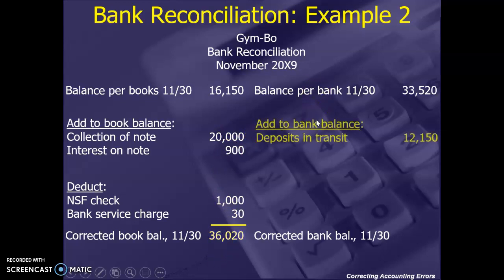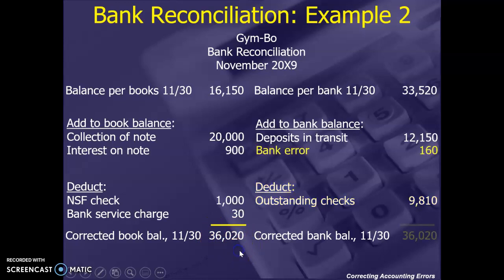On this side, we're going to have some things that we add also. Deposits in transit make our bank balance go up, so we add that. And then we subtract the outstanding checks because the bank did not know about those. If we do this math here, our goal is that the number matches this right here, which in this case it does. So we did it all right.